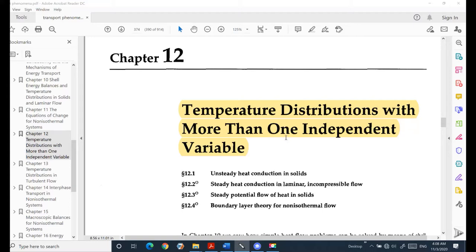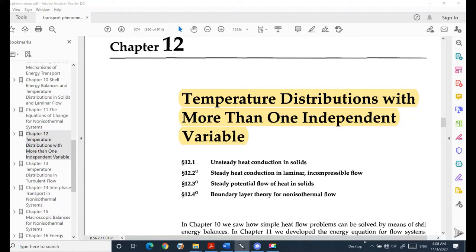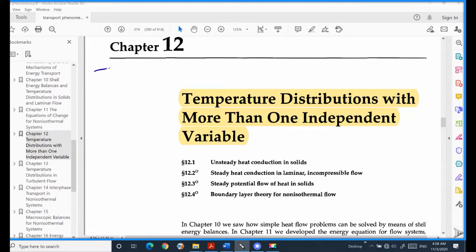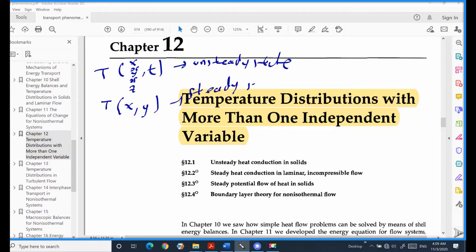Temperature distribution with more than one independent variable. In this chapter we will obtain some examples. In engineering examples, the temperature distribution depends on different variables. The first example depends on one spatial variable, x or y or z for example, and the time. We call this an unsteady state problem. In the second type, we get steady state, but this time the temperature depends on, for example, two spatial variables, x and y, and we call this the steady state problem type. So, okay, let's continue.